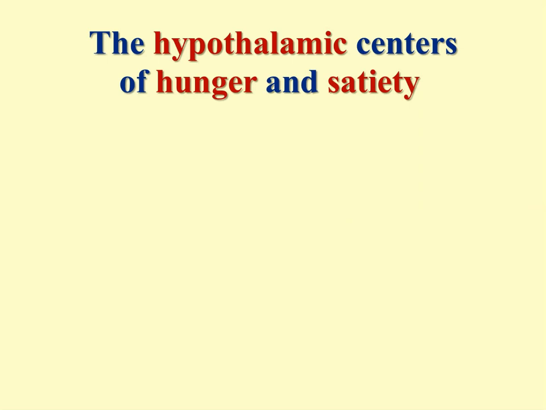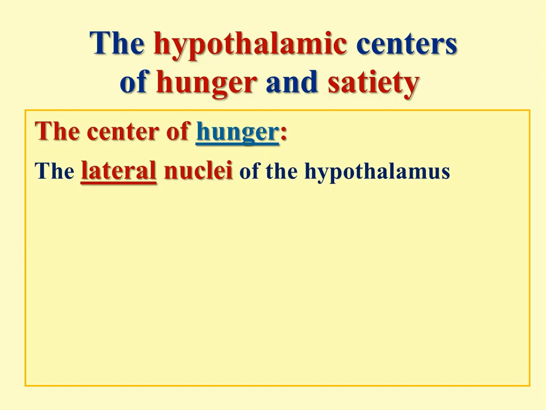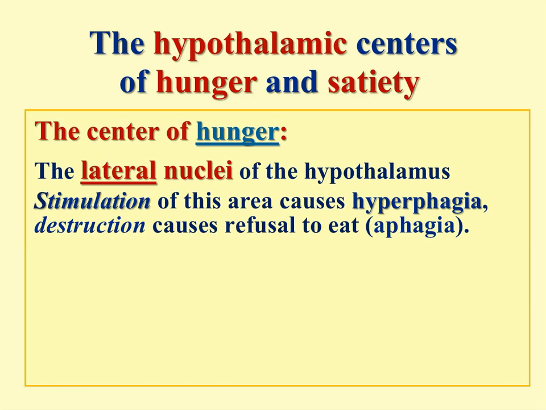Centers that regulate our behavior, food behavior. Hunger and satiety center. We already studied this center. They both are located in hypothalamus. Center of hunger is located in the lateral nuclei of the hypothalamus. This center, when it's stimulated, produces excessive eating. Actually, such experiments were done on animals. And for animals, it results in excessive eating, which is called hyperphagia.